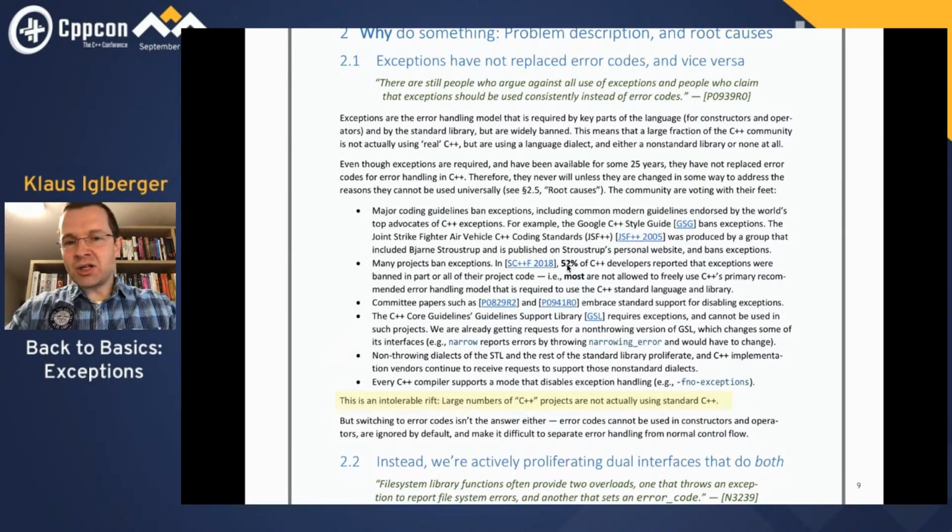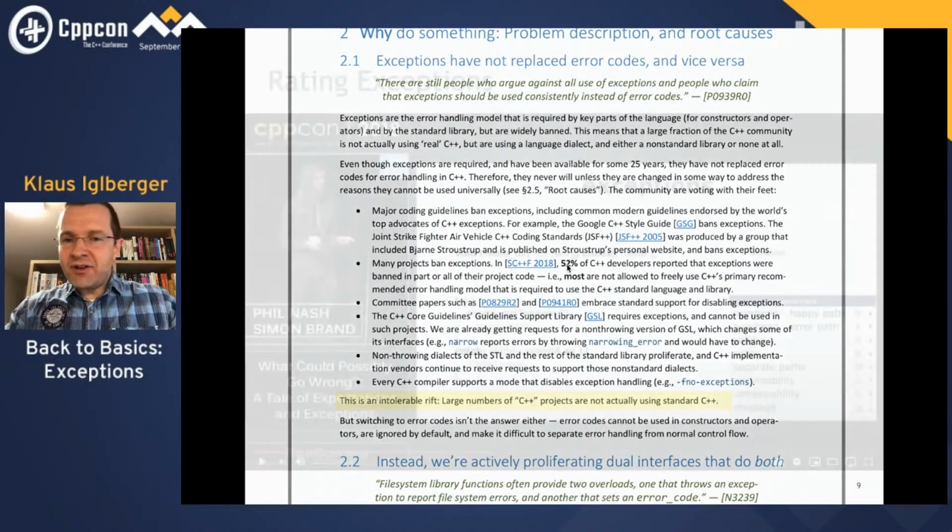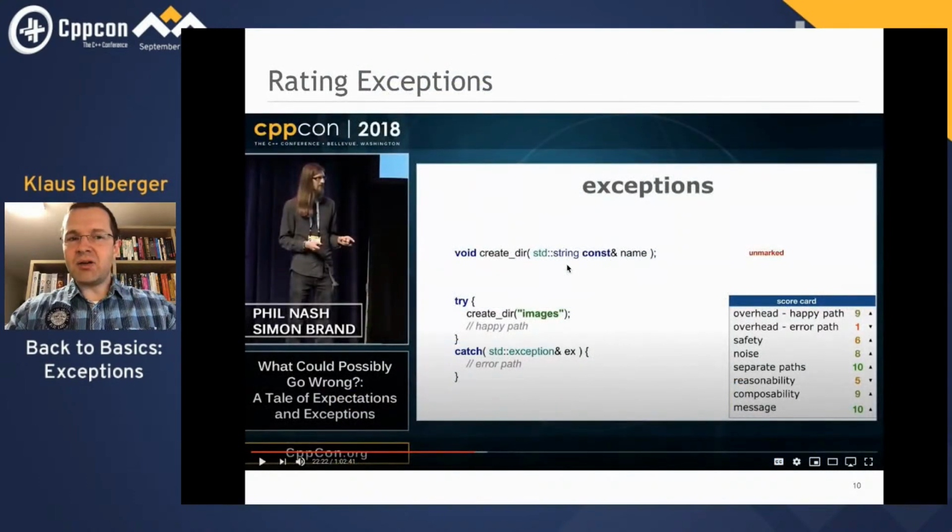A lot of people cannot use them, do not want to use them for various reasons. And that despite the fact that exceptions are actually rated a pretty decent way to report errors, or to propagate errors. For instance, in 2018, Phil Nash and Simon Brand compared different ways to deal with errors. And they pretty much compared everything that is available: return codes, error flagging, a couple of other things, but also, of course, exceptions. And they rated them based on these 8 categories and found that, after all, exceptions are not totally bad.